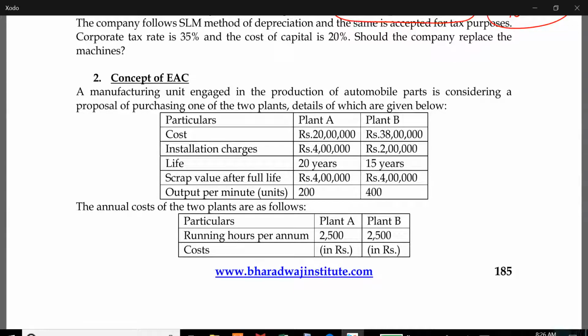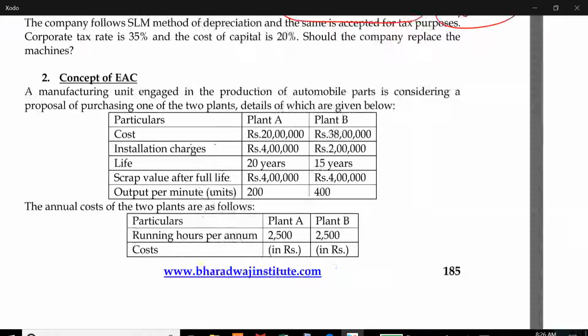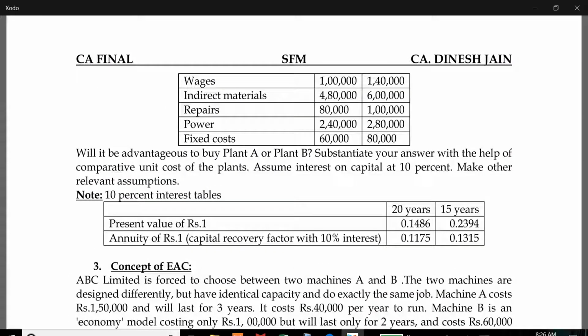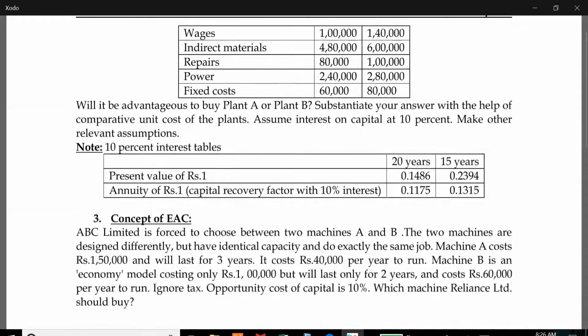Let's go through the second question. A manufacturing unit engaged in the production of automobile parts is considering a proposal of purchasing one of the two plants, details of which are given below: cost, installation, life, scrap value, output. Annual cost of two plants are as follows. Will it be advantageous to buy plant A or plant B? Substantiate your answer with the help of comparative unit cost of the plant. Interest on capital at 10%. Make other relevant assumptions. Please go through the question.